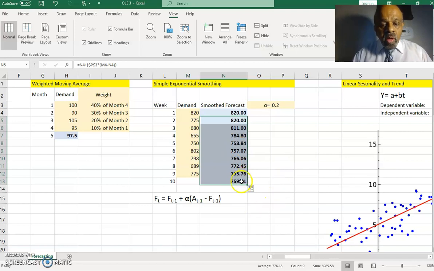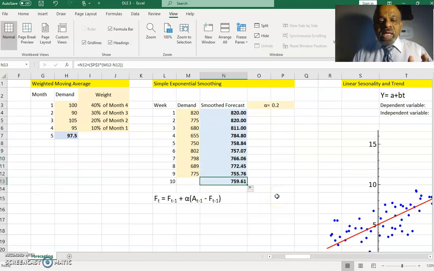Now we know the answer for the 10th week is 759.61, and for the third week it is 811, and so on. This is how you calculate simple exponential smoothing using the smoothing factor. Okay, so I'm going to move on. This is the module for the first one. I'm going to go to module 2, and then we are going to do the linear seasonality and trend and things like that in the next video.